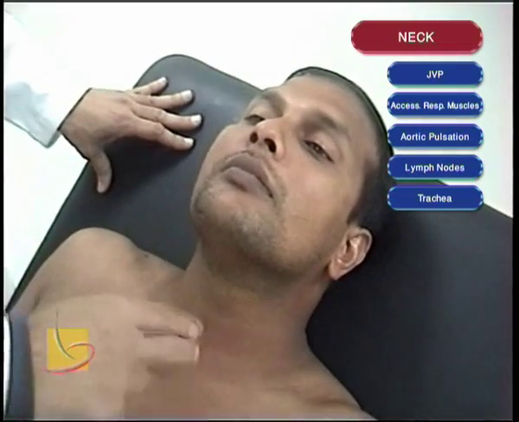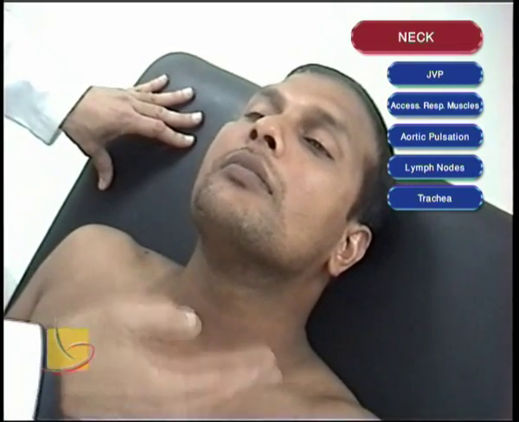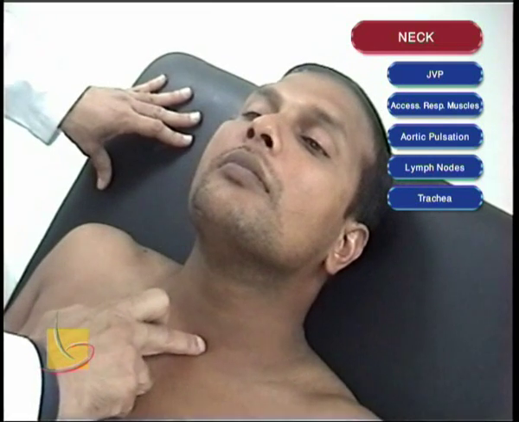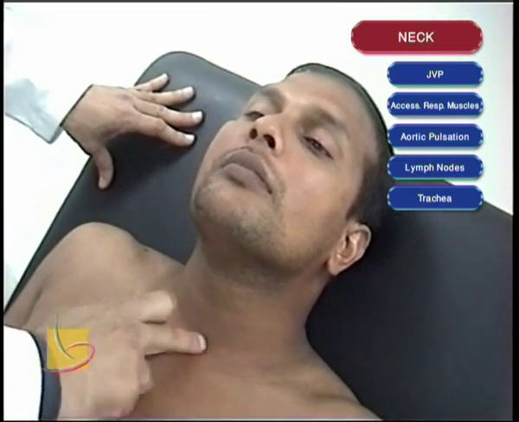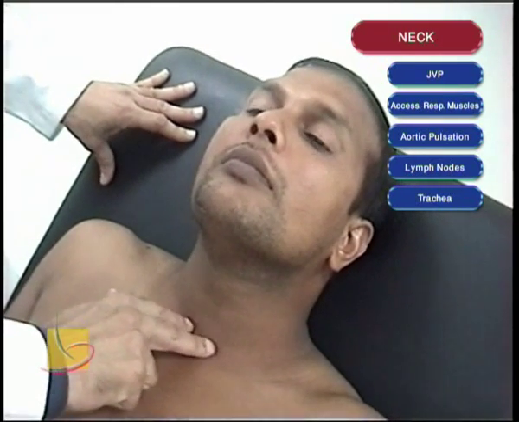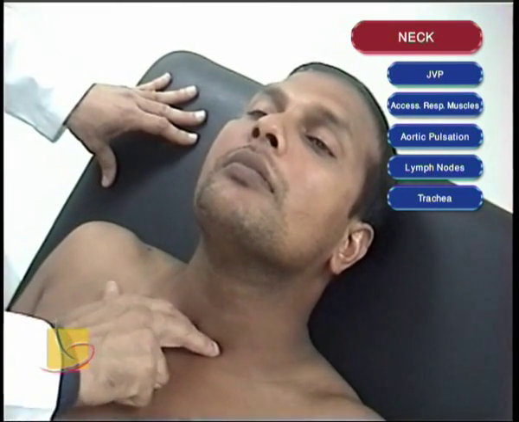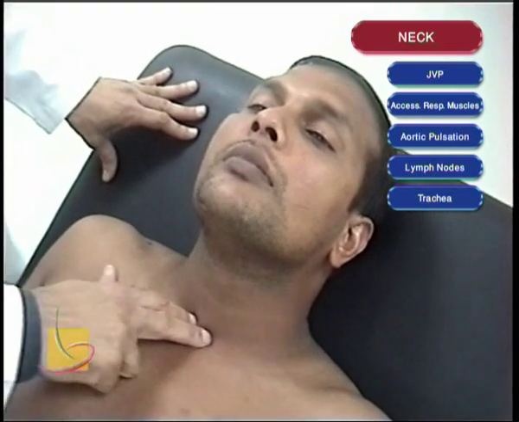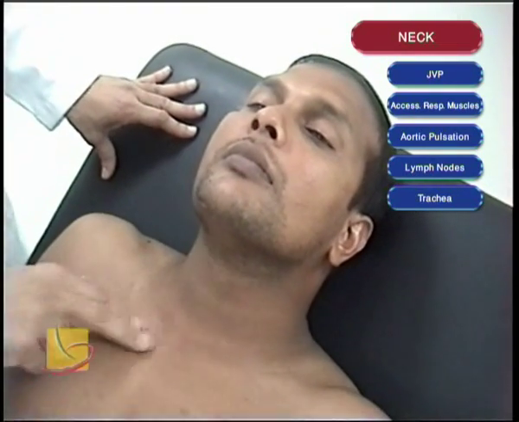Or some people like to use two fingers. No problem. You can push the middle finger on the left side and the index finger on the right side and see if the trachea is central or not. Normally, it is a little deviated to the right. That is normal.